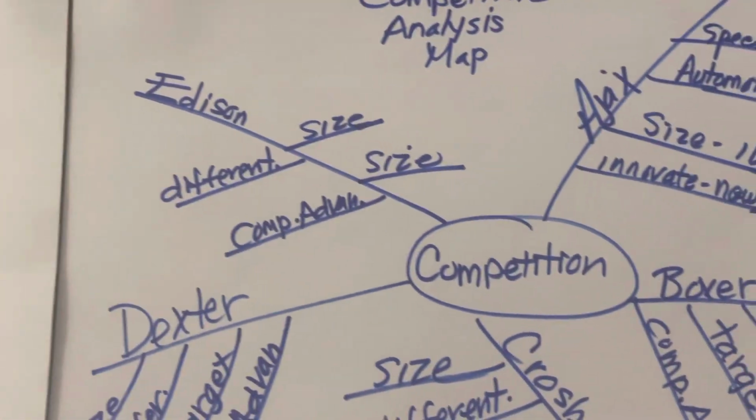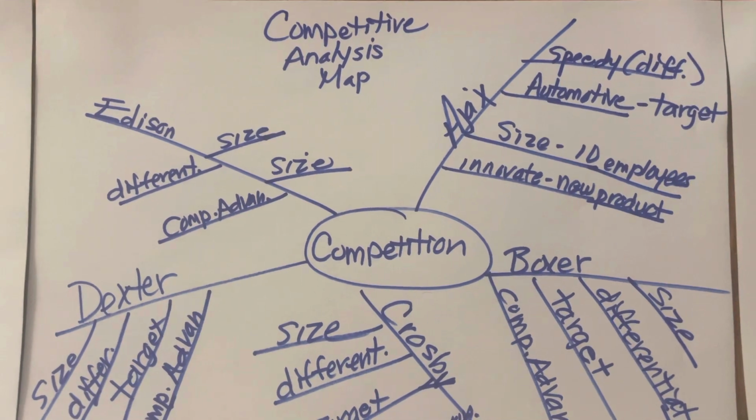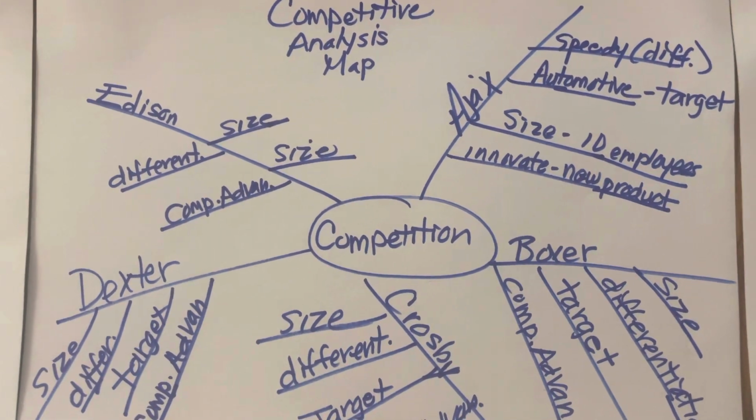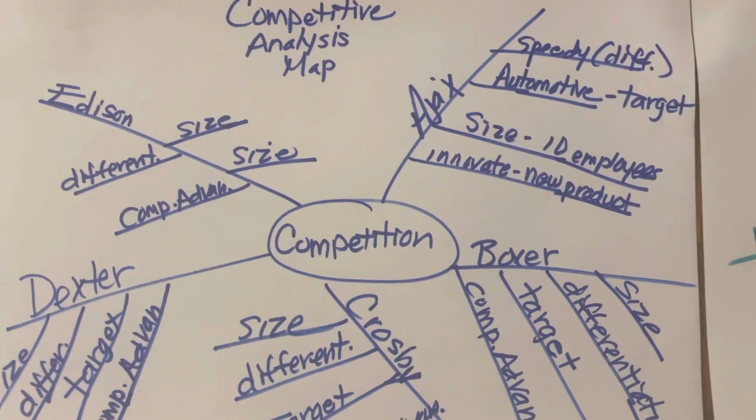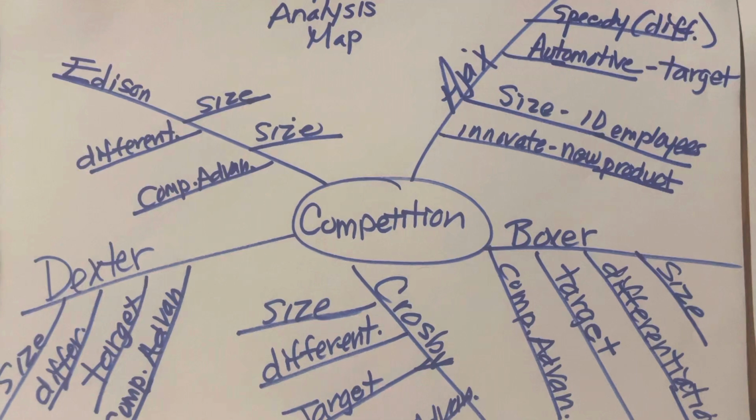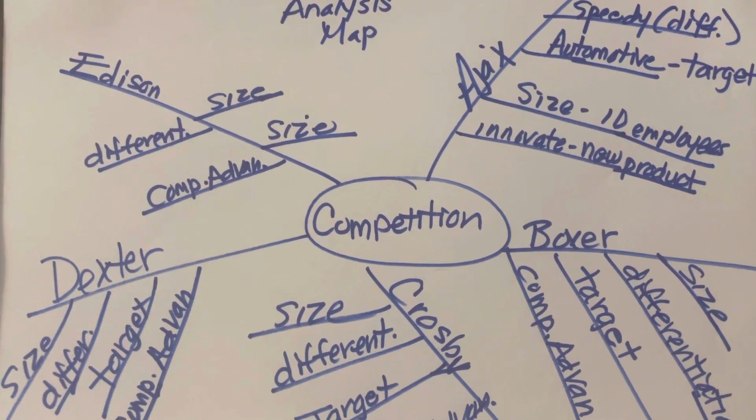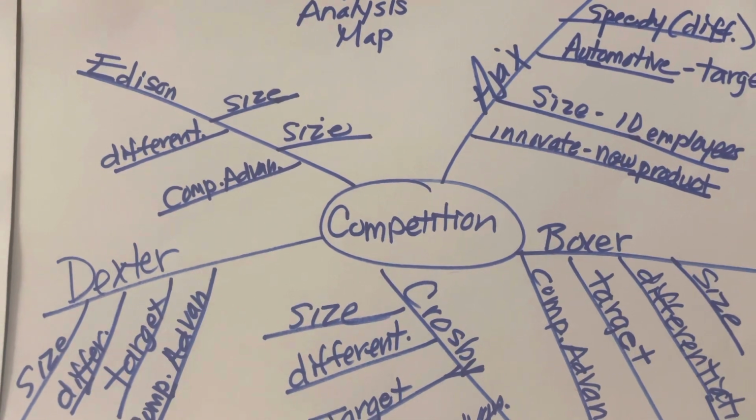Then you might move over and say, well, how about some more information on it? So here's some more information, and I gave the companies a name. So Ajax, and I had that they are speedy, that's how they differentiate. They work in the automotive industry, that's their target market. They have 10 employees, that's their size, and their competitive advantage is that they are innovative.